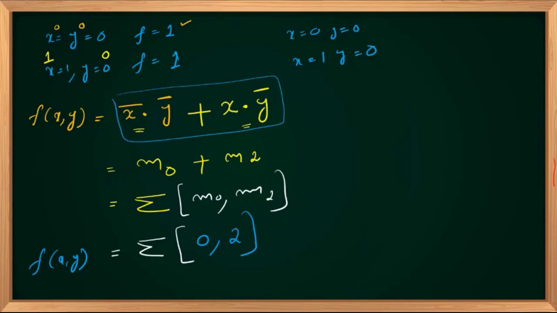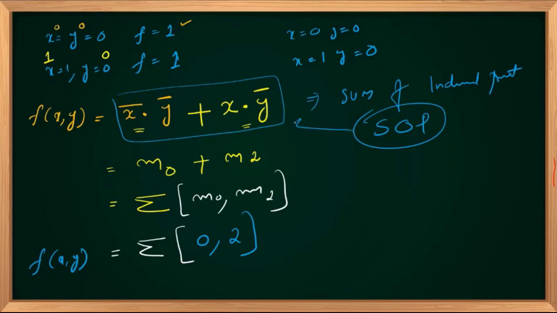It is a sum of individual products, right? It's nothing but sum of what? Sum of individual products. That is called SOP form. Sum of individual products, SOP form. So this is SOP form, right? And this is called simplified SOP form. That is called canonical SOP form. Okay, canonical SOP form, right?